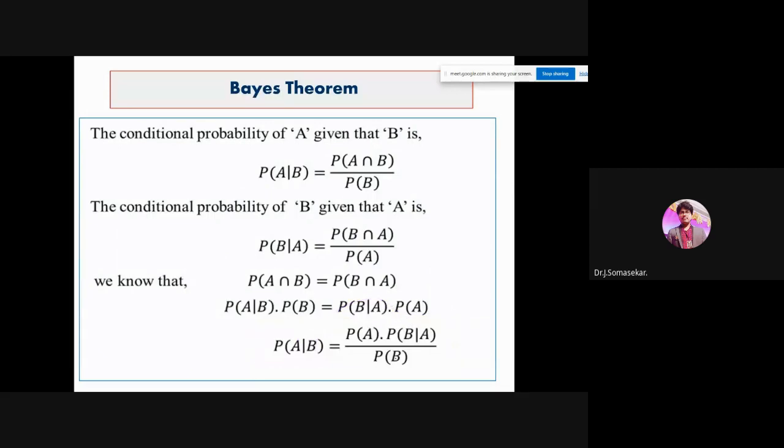I think it's clear. We know what basic probability is, we know what conditional probability is, and based on conditional probability, we derived Bayes theorem. Now, by using this Bayes theorem, how are we going to apply it to the given data set? That is the question here.